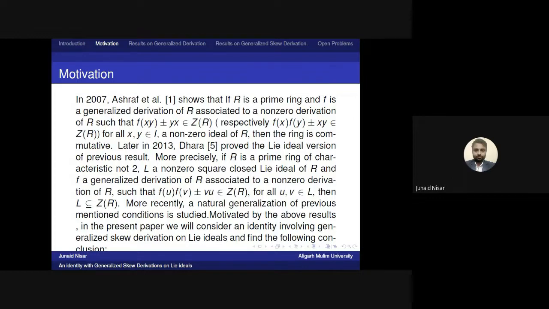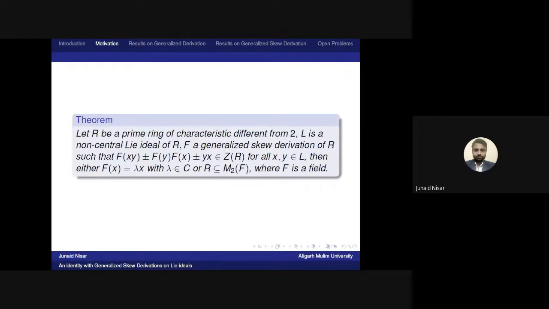Motivated by these results, in the present paper we will consider an identity involving a generalized skew derivation on Lie ideals and find the following. This is our main theorem. Let R be a prime ring of characteristic different from 2, L a non-central Lie ideal of R, and F a generalized skew derivation satisfying F(xy) ± F(y)F(x) ± yx belongs to the center. Then we can characterize F(x) as either of the form λx, with λ belonging to the extended centroid C, or R is a prime ring embedded in M2(F), where F is a field.